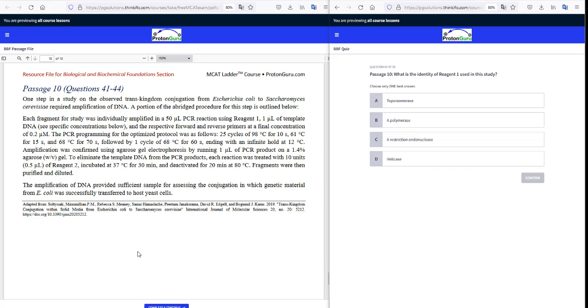All right, just 4 more questions that are associated with the passage, passage 10. Then we have some 15 standalone questions I've pushed to the end to talk about here.